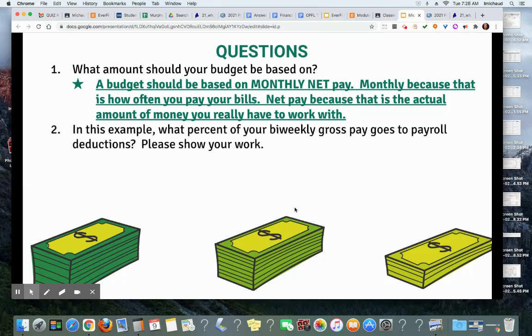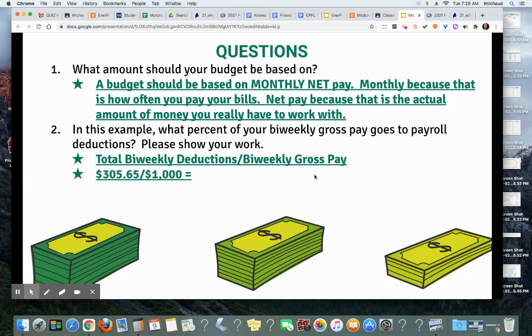Question 2, a little bit more math. I love math. In this example, what percent of your biweekly gross pay goes to payroll deductions? Please show your work. So this is in the example. So you want to take your total deductions and divide it by your biweekly gross pay. So look at your handout, show your work, so write down what you do so you'll remember.